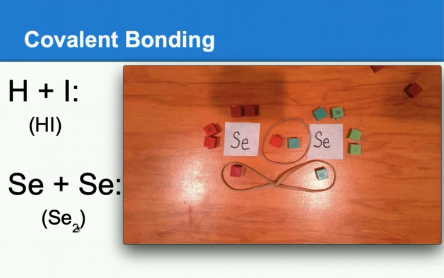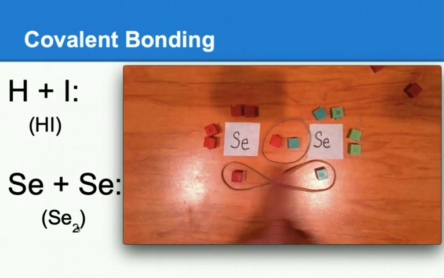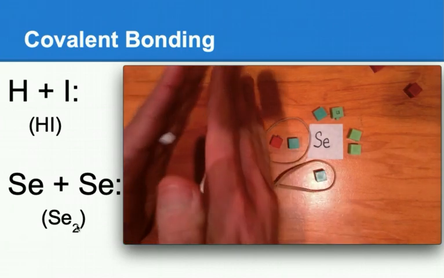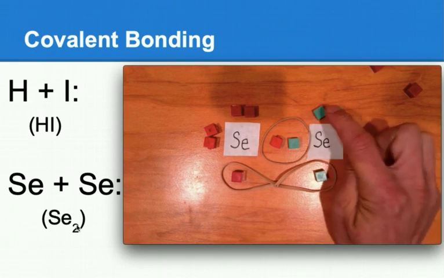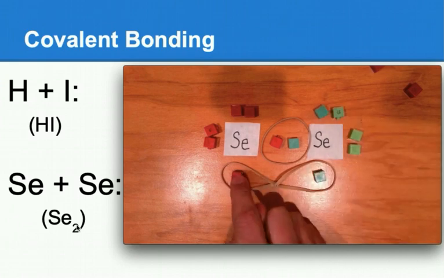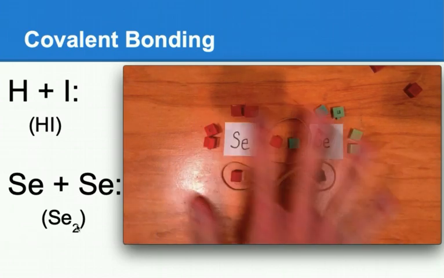Now if I count it right, I go 1, 2, 3, 4, 5, and 6, because I'm counting everything in the rubber band, 7 and 8. So this selenium now has 8 electrons, right? This selenium also goes 1, 2, 3, 4, 5, 6, 7, and 8. So they're combining, or sharing, these electrons together to do it.